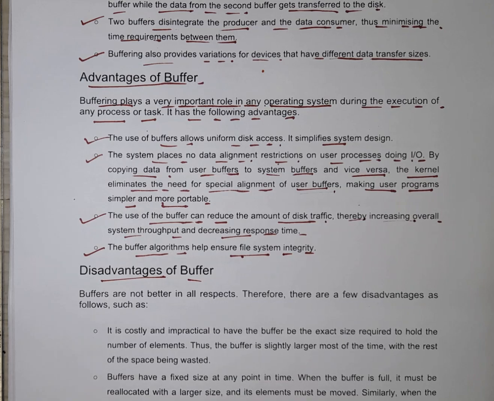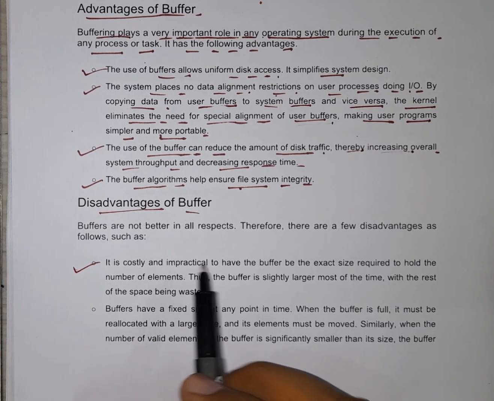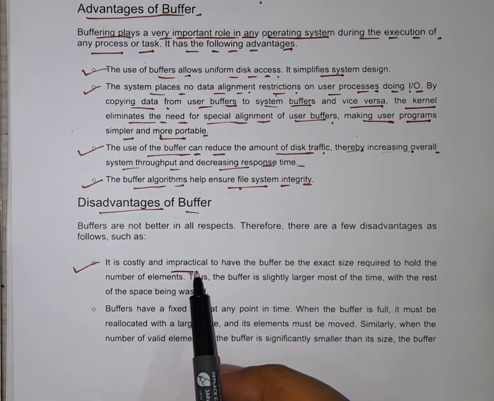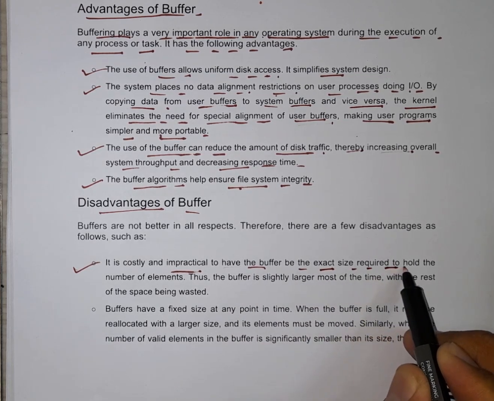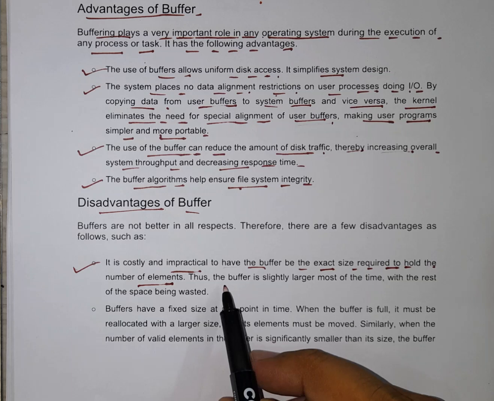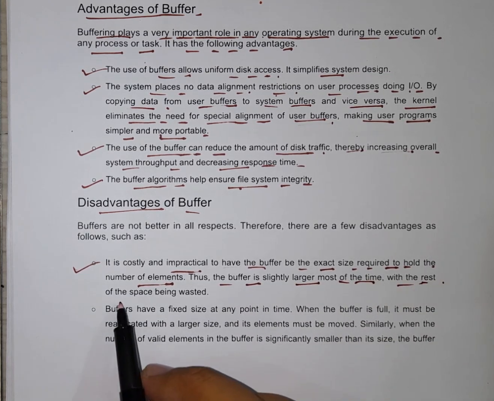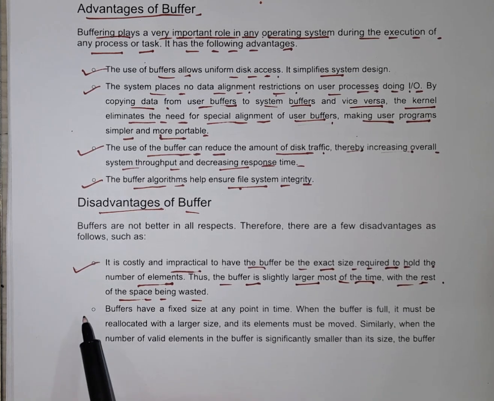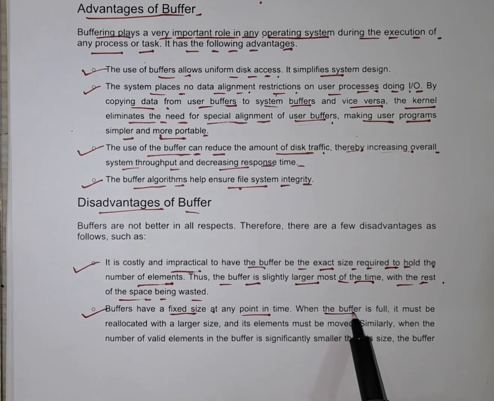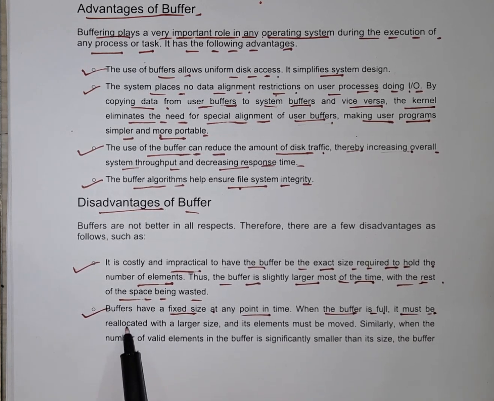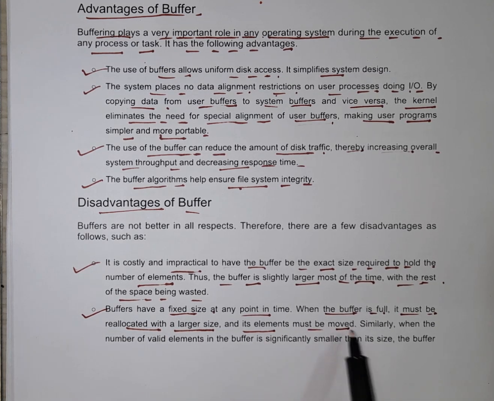डिसएडवांटेज ऑफ बफर्स, बफर का डिसएडवांटेज क्या होता है? It is clearly an empirical to have the buffer be the exact size required to hold the number of elements. Thus the buffer is slightly larger most of the time, with the rest of the space being wasted, and buffers have a fixed size. At any point in time when the buffer is full, it must be reallocated with the larger size, and the elements must be moved.